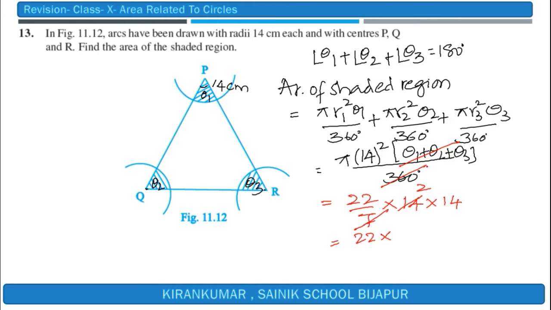Sorry, I made a mistake here. This will become 180 by 2, isn't it? 180 by 360. So it is 2. That 2 will get cancelled with this 2. 22 into 14, which is 308 centimeters square. This is the area of the shaded region.